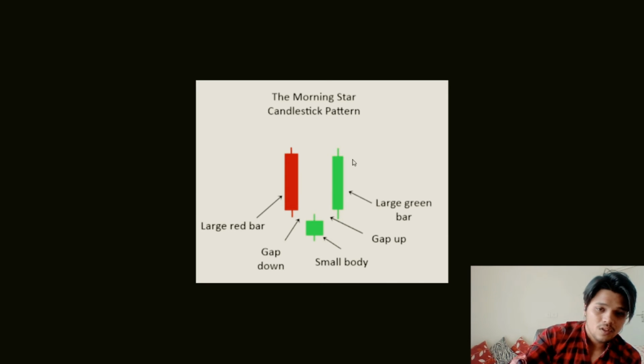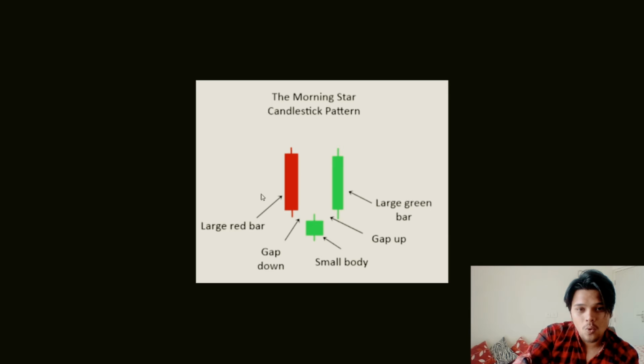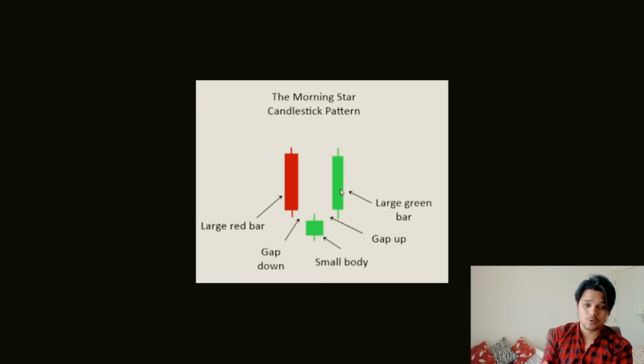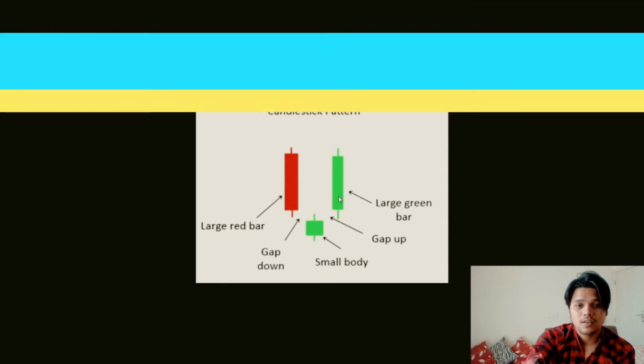So this is the whole morning star candlestick pattern: small body, large red, large green. You can find this pattern at the bottom of the downtrend, okay. And what does this mean? This simply means that the market will go up from this position. All right. Now moving on to our next candlestick pattern.